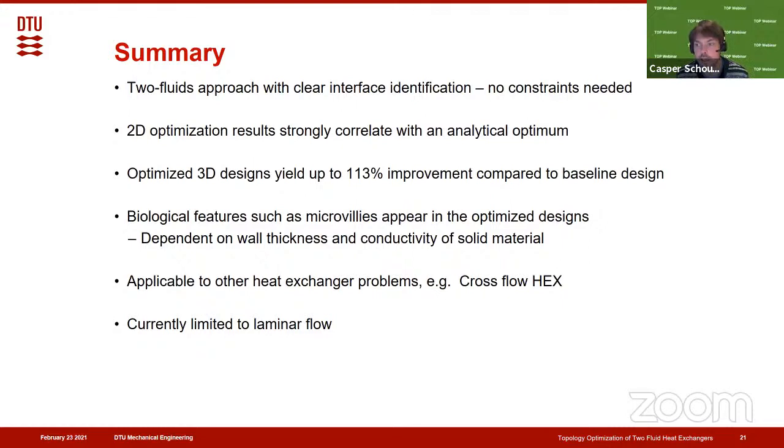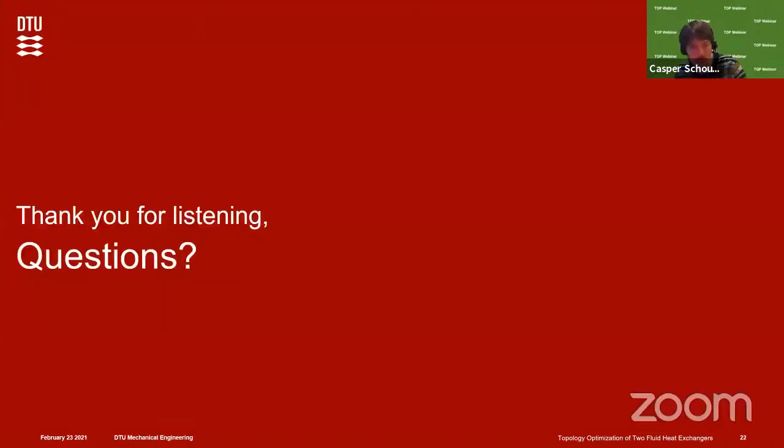And we see these extended surfaces, microvilli, that appear, and as we adjust the ratio of the conductivity, then we also see that they can disappear. So we see that it's also applicable to other problems like cross flow heat exchangers. And so far we have limited the solution to laminar flow, but there should be no strict limitation in that. With that, this concludes the talk.